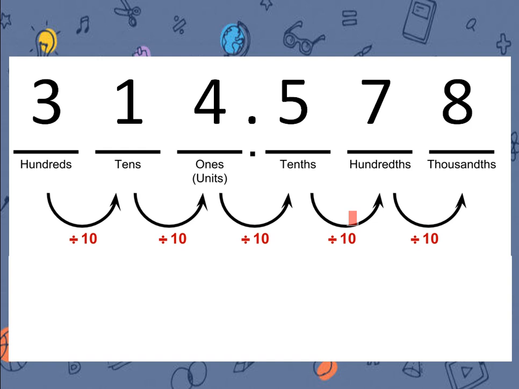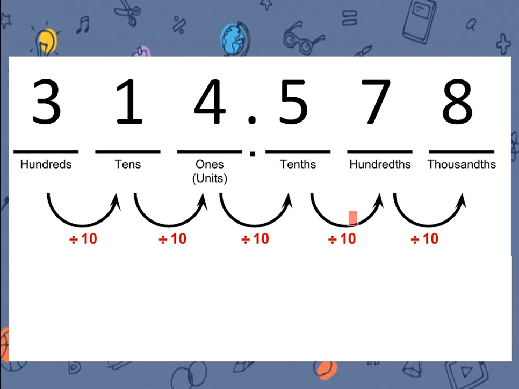Now, the number 314.578. This is a decimal number because it has a decimal point inside it. And we know that the place value of 4 is ones, the place value of 1 is tens, and the place value of 3 is hundreds. So what about the decimal part and the digits 5, 7, 8?